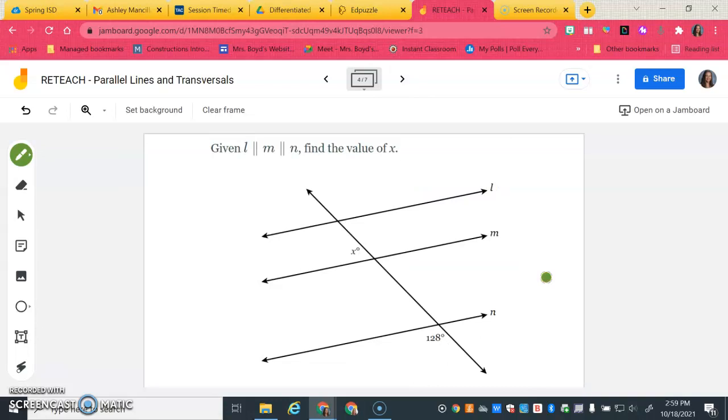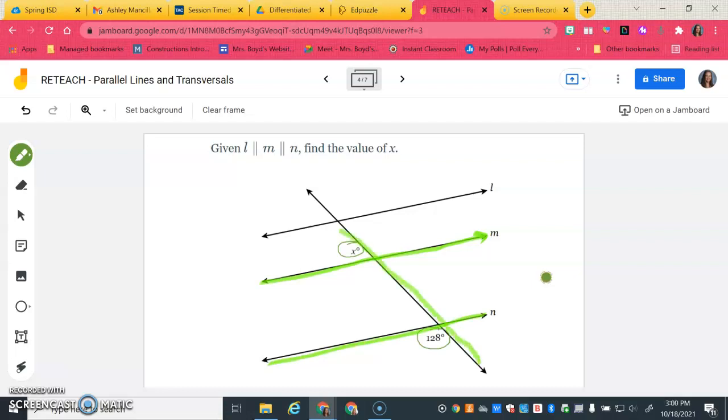Given L is parallel to M is parallel to N. So here I have 3 parallel lines, and I want to find the value of x. So I'm looking at x, and I'm looking at 128. If I look at the parallel lines, x is a part of M, 128 is a part of N, so I'm looking at those parallel lines and the transversals.